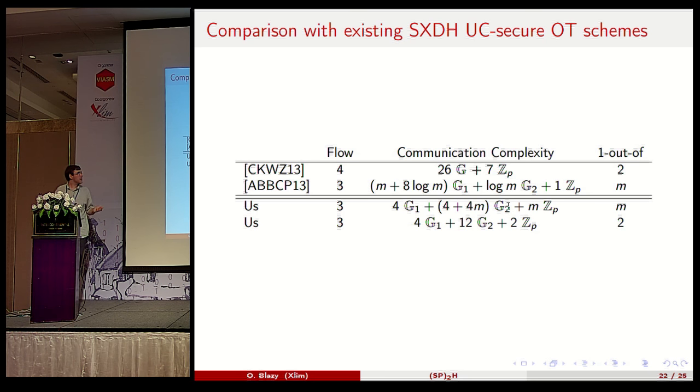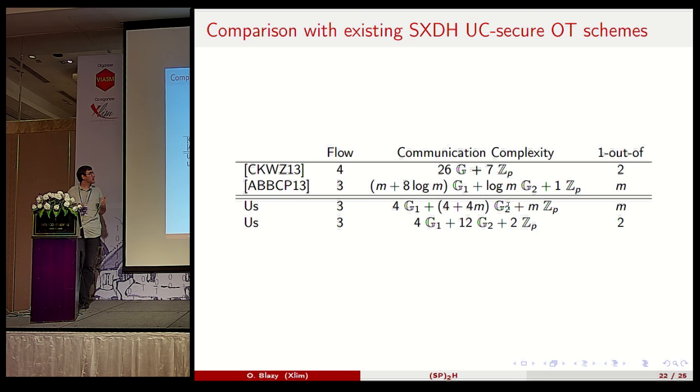So what do we achieve? For the OT scheme, we obtain something that's linear in the size of the database. That may seem a little less efficient than the scheme from Asiacrypt 13. But in this case, the user, the first row, is going to be constant size: four elements in G1 and four elements in G2. Only the server is going to have a flow that's linear in the size of the database.